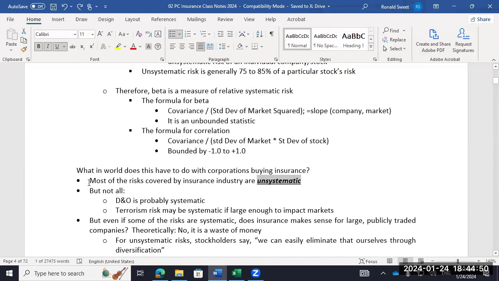So most stocks are covering unsystematic risk. There are a few exceptions. And I gotta say, even with these exceptions, it still doesn't make sense. But for the unsystematic risk, it doesn't make sense.